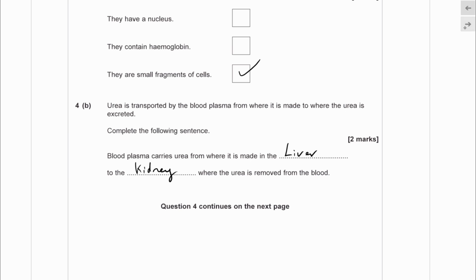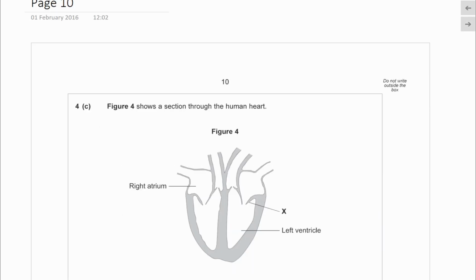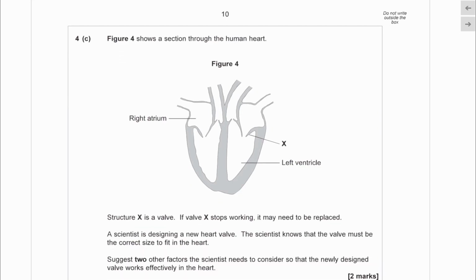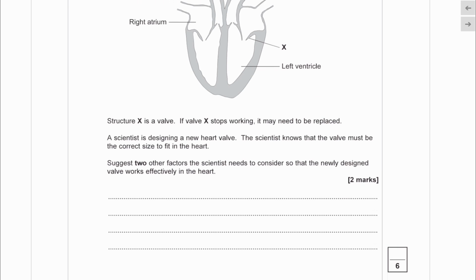Alright, and so it says continue to the next page, and we have a picture of the heart. So it says structure X is a valve. If X stops working, it may need to be replaced. A scientist is designing a new heart valve. The scientist knows that the valve must be the correct size to fit the heart. Right, it says suggest 2 other factors the scientist needs to consider so that the newly designed valve works effectively in the heart.